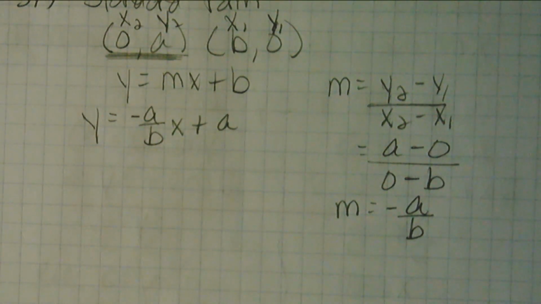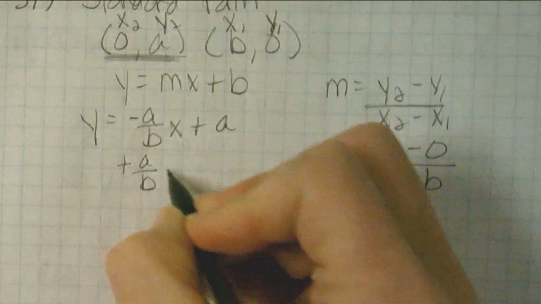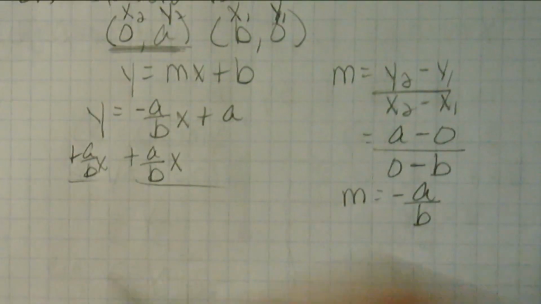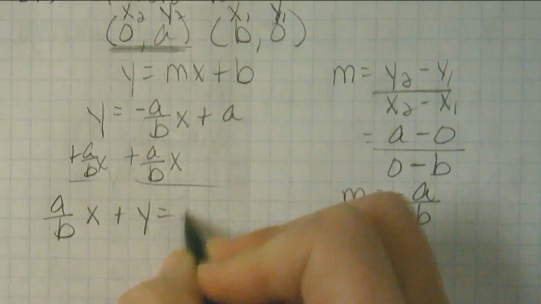So this is not in standard form because this is in slope-intercept form. So I simply need to add that x term to both sides. So I have A over B x plus y is equal to A.